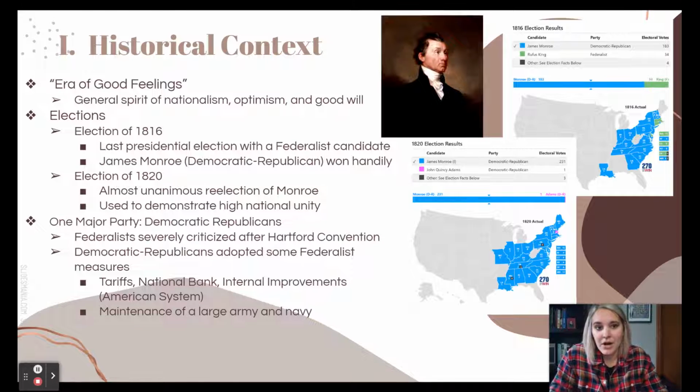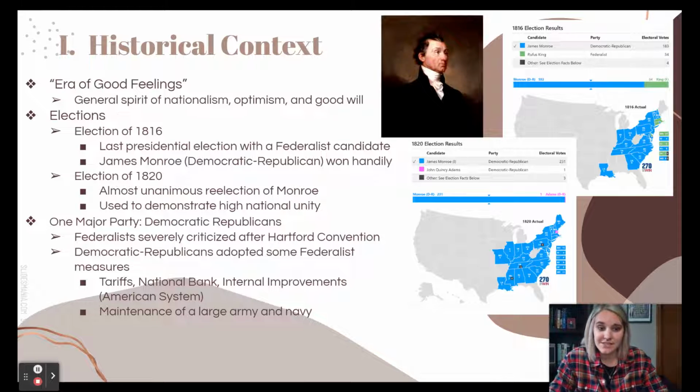So to contextualize, we want to remember that in this time period, some historians have labeled it the era of good feelings. And while there certainly was sectionalism and rising tensions between the regions of the nation, we saw this most obviously through the Missouri Compromise, there was also a general attitude of optimism and nationalism, especially after the War of 1812. And so by looking at two elections, the election of 1816 and the election of 1820, in both of these elections, James Monroe was elected easily as the Democratic Republican president.